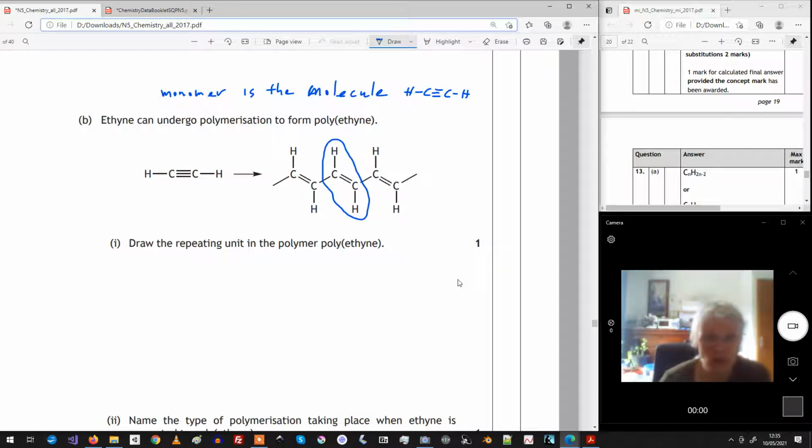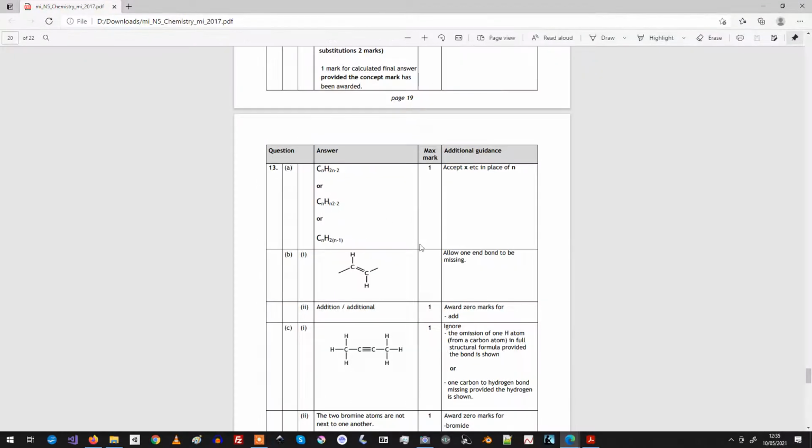So if I draw that exactly, and then we can have a look at the mark scheme guidelines. So these little join-on bonds are included, and it says allow one end bond to be missing, but you're better off just having them both in.